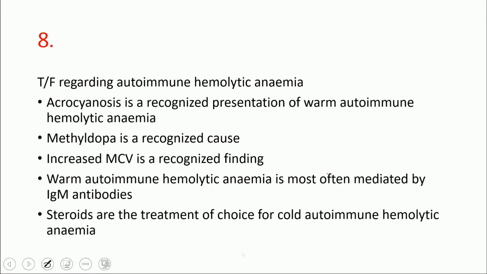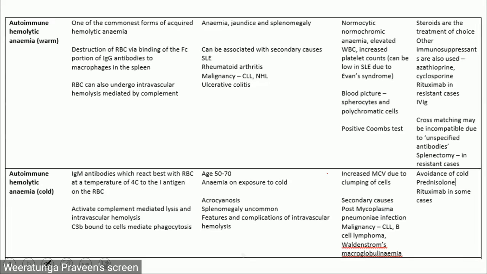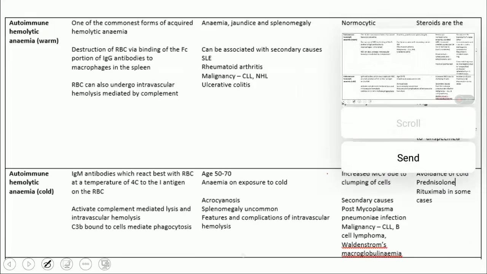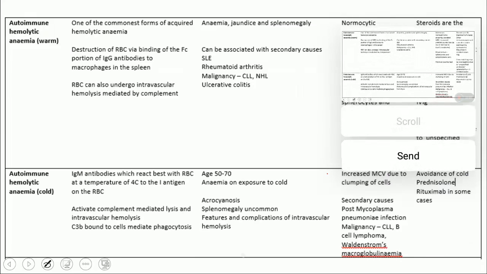So autoimmune hemolytic anemia is classically described as warm and cold. Warm and cold autoimmune hemolytic anemia. The words warm and cold are assigned because of the simple fact that these are the temperatures at which the antibody best reacts with the red cell. That is the temperature that best reacts with the red cell, right?